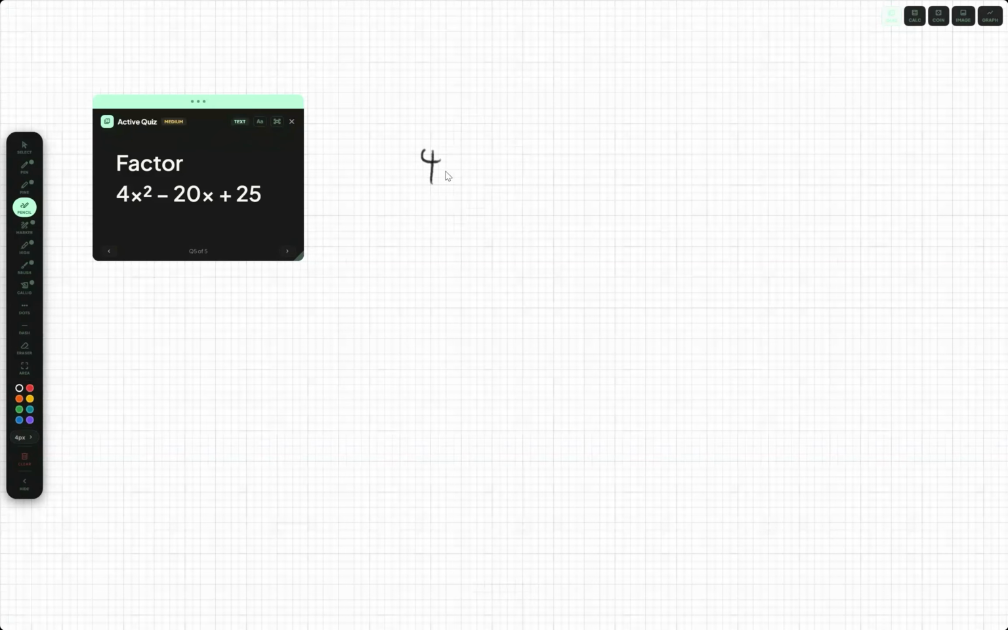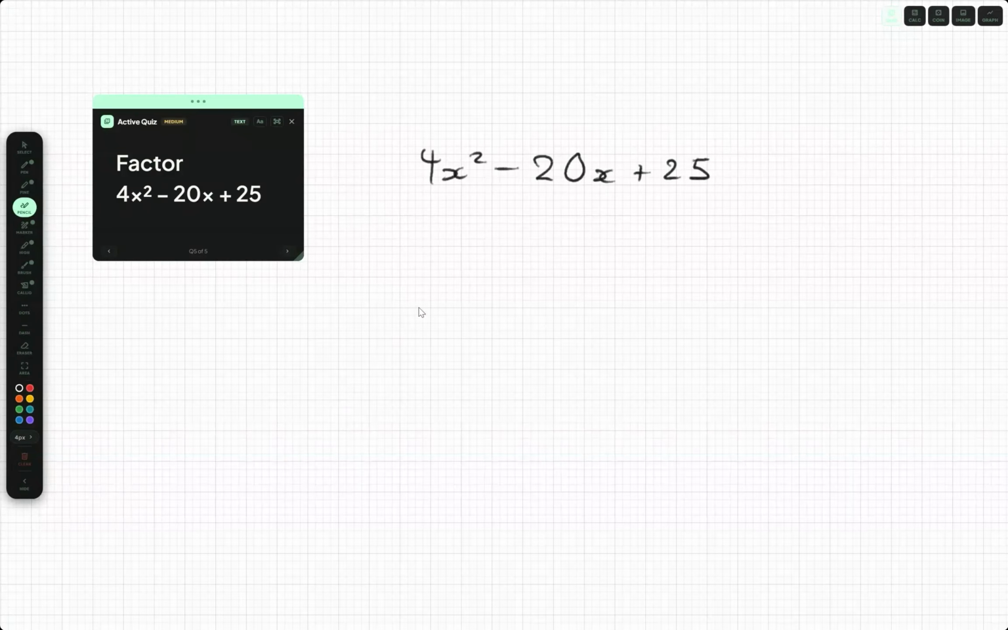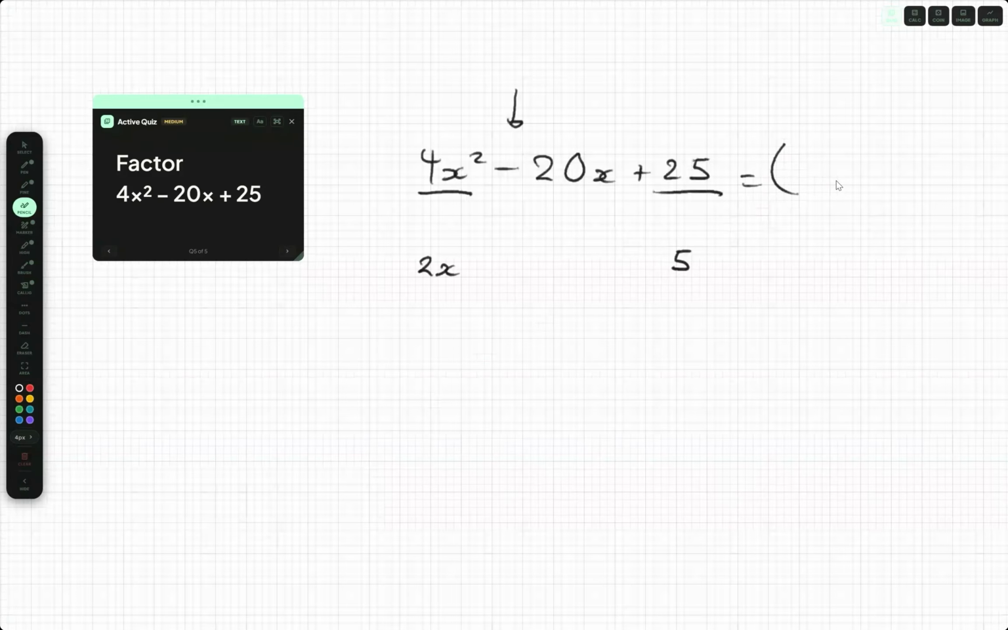Alright, now we have 4x squared minus 20x plus 25. Alright, again, is this something squared? Yes, it's (2x) squared. Is this something squared? Yes, it's 5 squared. Because this is negative, that means it's going to be equal to something minus something, squared. Okay, so we've sorted all these common things out.